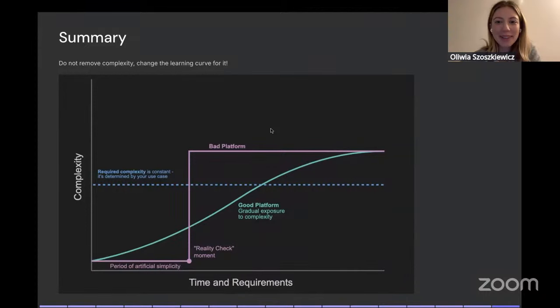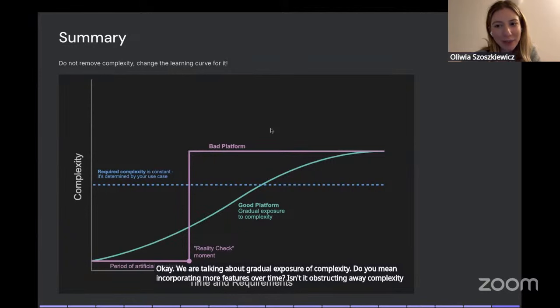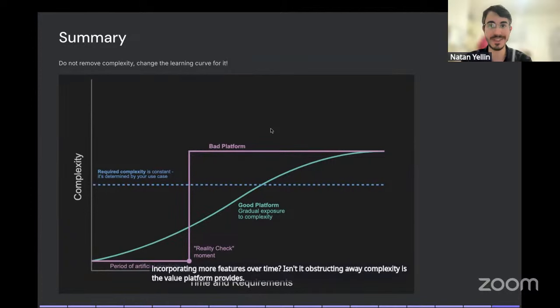Okay. We are talking about gradual exposure of complexity. Do you mean incorporating more features over time? Isn't it abstracting away complexity? It is the value platform provides. No. So sorry, no, I'm saying the opposite of this.